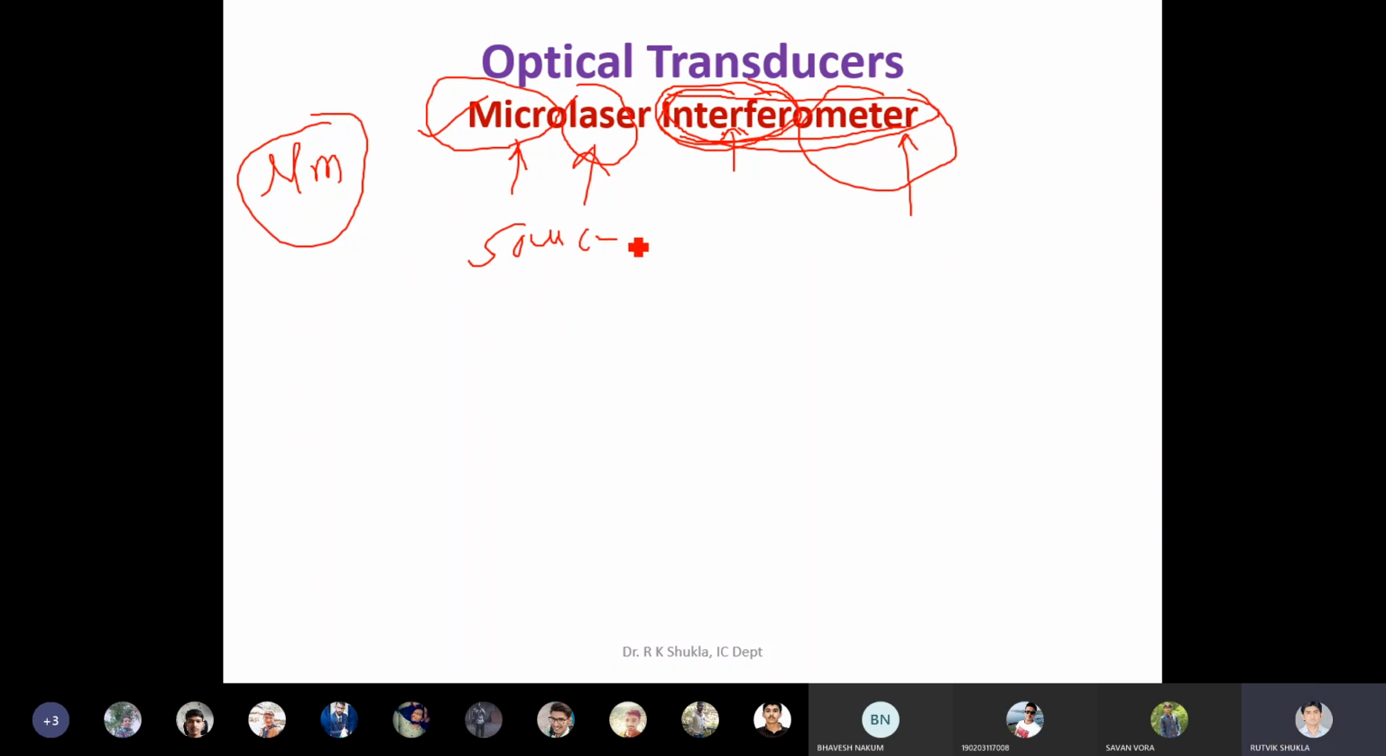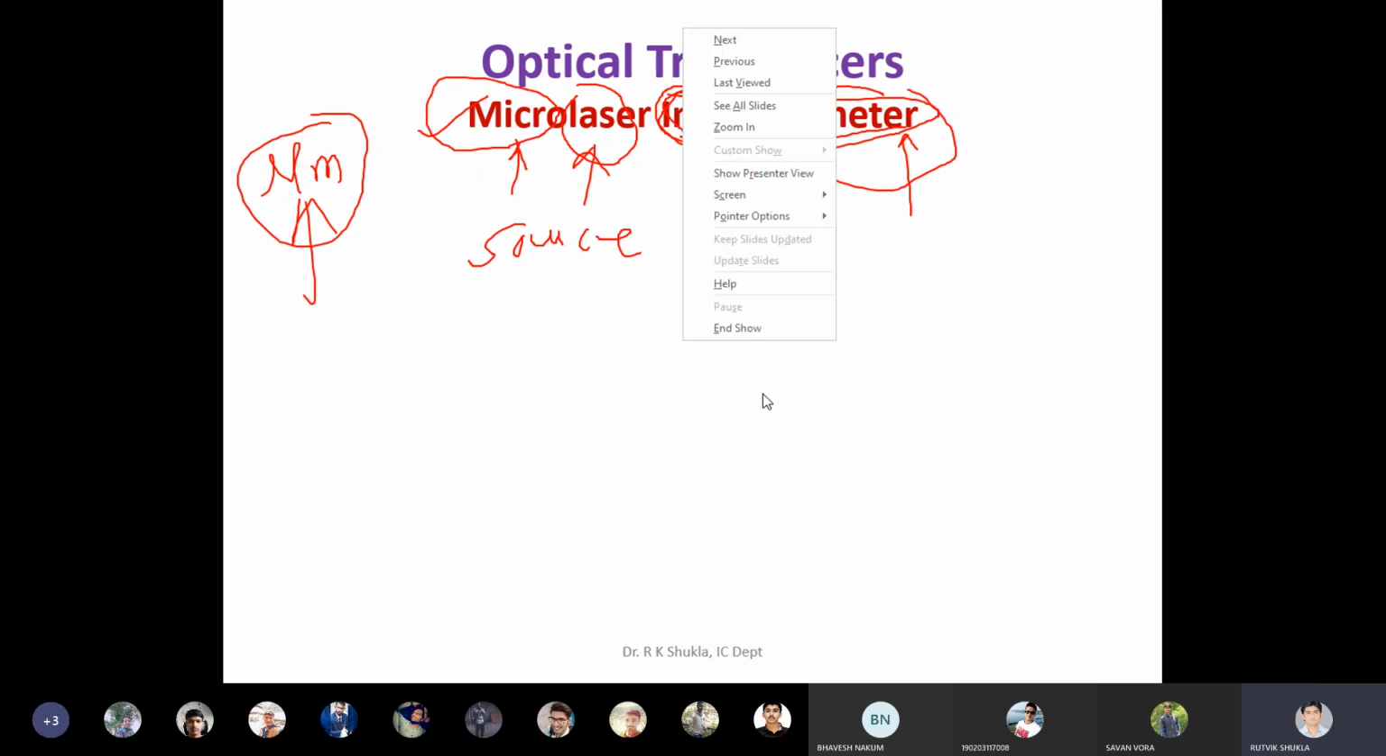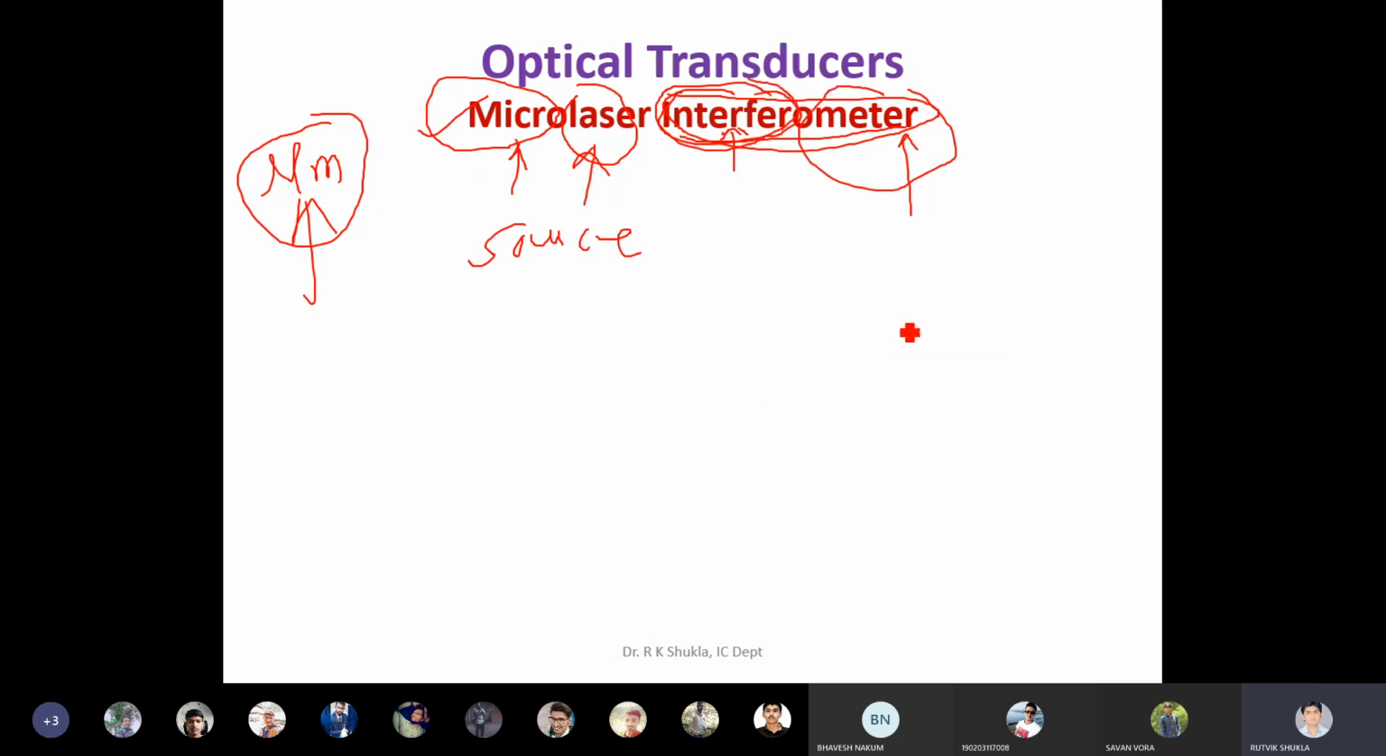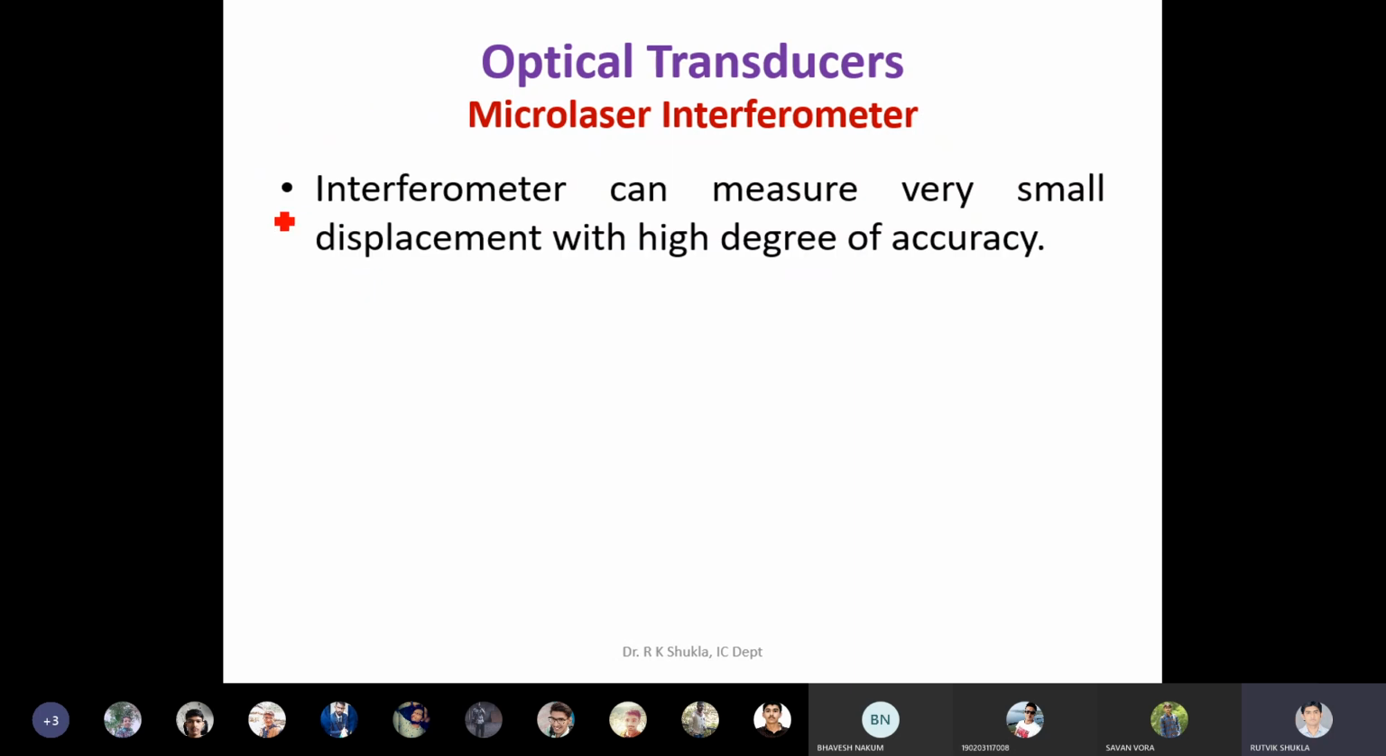So what does it mean? It means that you measure the smaller range of displacement with the help of laser as a source by utilizing the interference of two light beam. Clear? આનો પ્રિન્સિપલ આવો છે. માઇક્રોમીટર મેઝરમેન્ટ કરવું છે with the help of laser as a source અને with the help of the principle of interference of two light beam. That is the basic principle on which this entire method is designed.